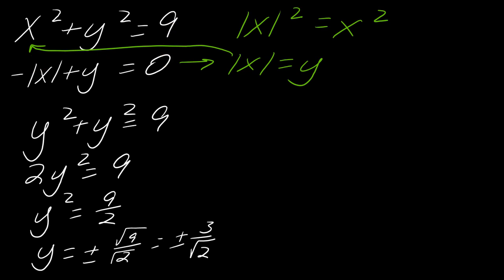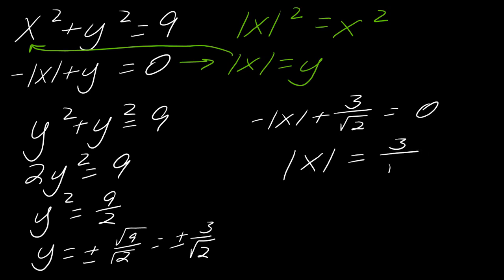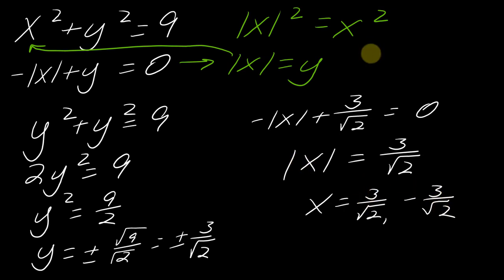All right, so then I have negative absolute value of x plus, so let's take 3 over the square root of 2 equals 0. So what this is going to give me then is that the absolute value of x equals 3 over the square root of 2. So there's only two solutions where this is true. Either x equals 3 over the square root of 2 or x equals negative 3 over the square root of 2. Since this is absolute value, remember you break this into cases. You have the positive and the negative case.